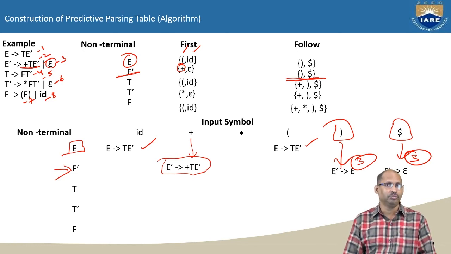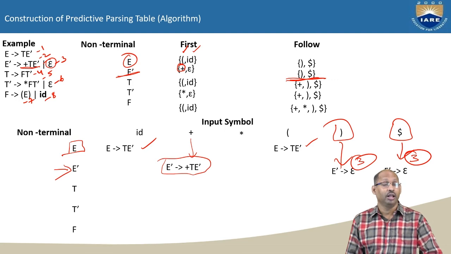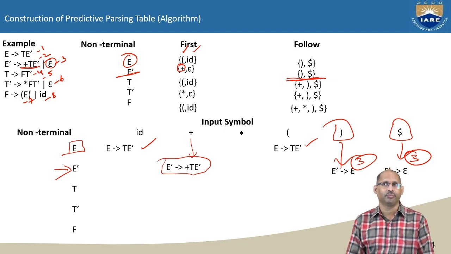For the third production, the first of A dash is epsilon. Since it is epsilon, we have to consider follow of the variable. What is the follow of the variable? It is right parenthesis and dollar sign. So, in the place of right parenthesis and dollar sign, we write the third production.